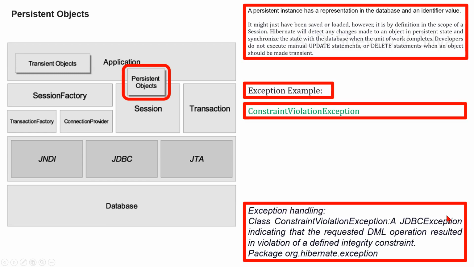Now we are considering exception handling. Here, ConstraintViolationException indicates some form of integrity constraint violation. This is the class ConstraintViolationException, a JDBC exception indicating that the request's DML operation resulted in violation of a defining integrity constraint. This is in the package org.hibernate.exception.